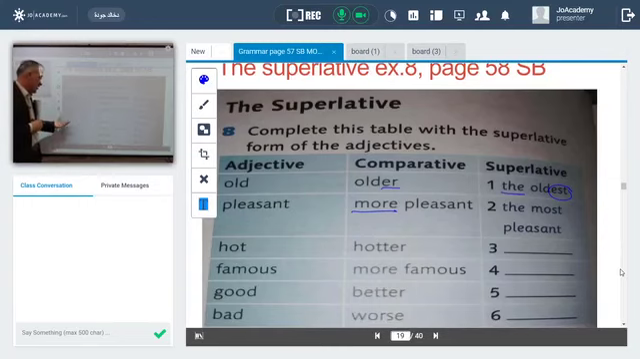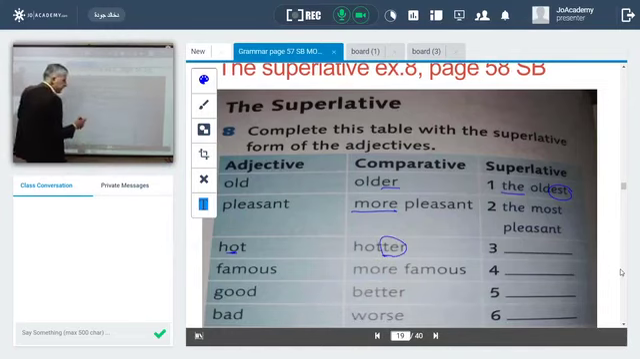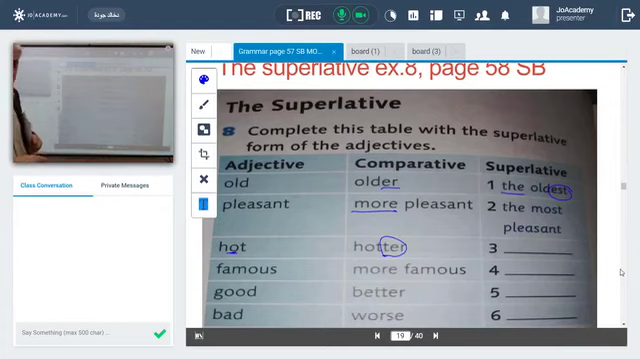Okay, we have the word hot. As you can see, hot, we have here a short adjective and we have a vowel between two consonant letters. Sometimes if we have a vowel between two consonant letters, we double the last letter, so it becomes hotter. We added T, ER, hotter than. Aqaba is hotter than Amman.